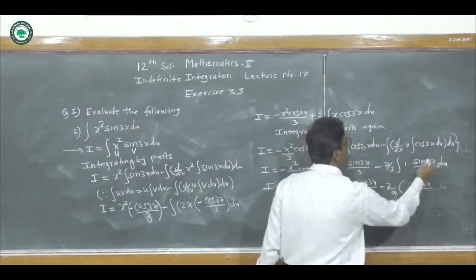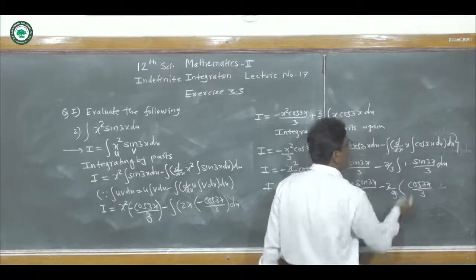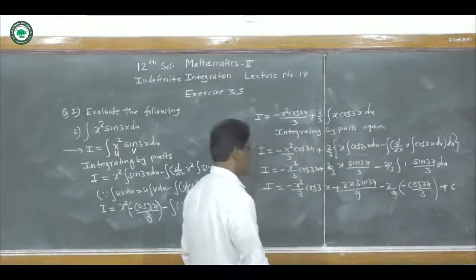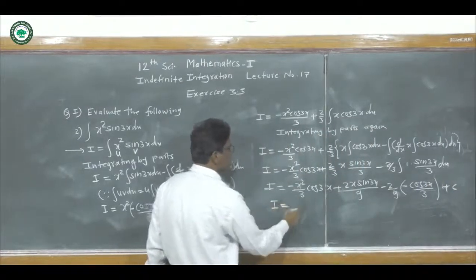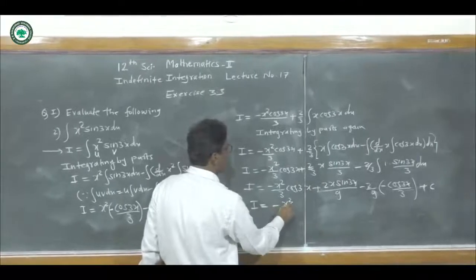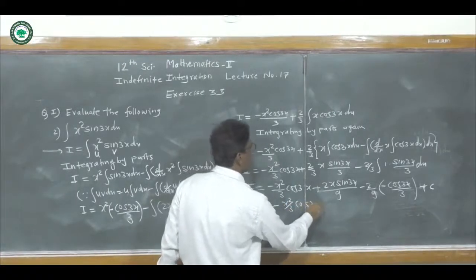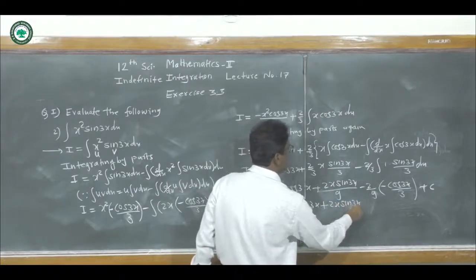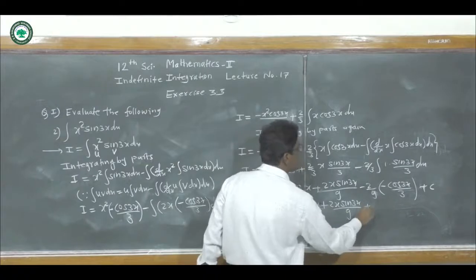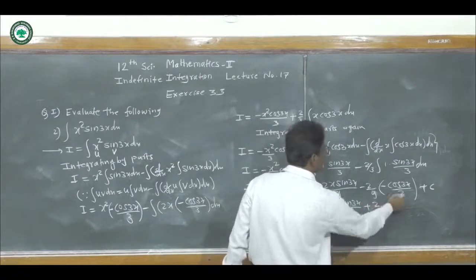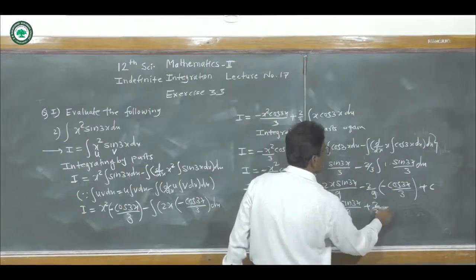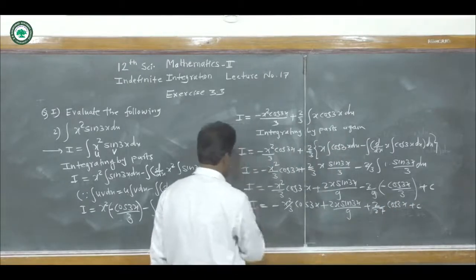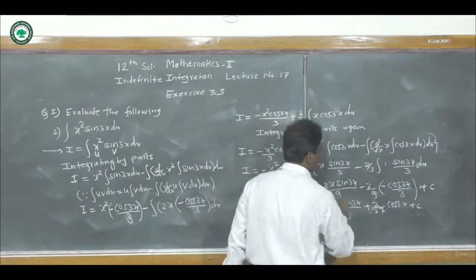That is, integration of sine of 3x is again cos of 3x divided by the derivative of 3x, which is 3, and the answer starts with c. So here minus, and plus the constant of integration. So the final solution is I is equal to minus x square upon 3 into cos of 3x plus 2x sine of 3x upon 9 minus minus plus 2 upon 9, 3 threes are 27, cos of 3x plus constant of integration. This is the final solution.